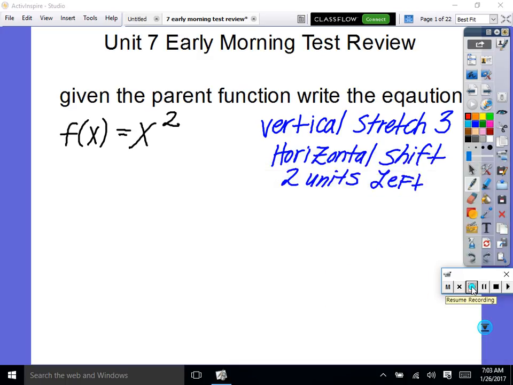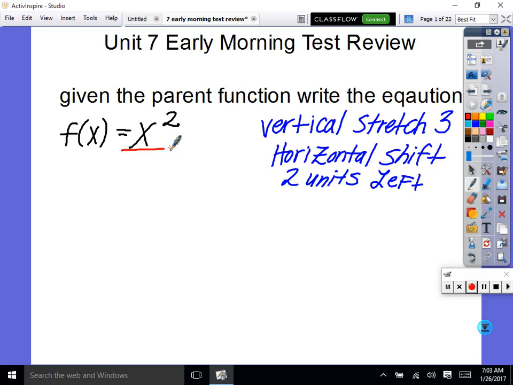So the test is pretty straightforward for the most part. The first few questions will say, given the parent function, write the equation. It's spelled wrong, but I typed this up really quick. So, given the parent function, you're going to rewrite it with the shifts. Just a couple things to remember.